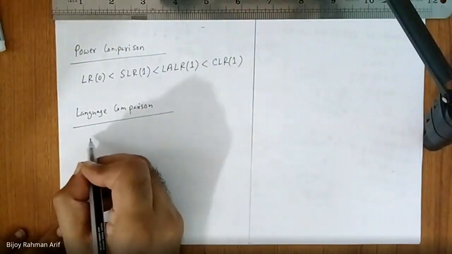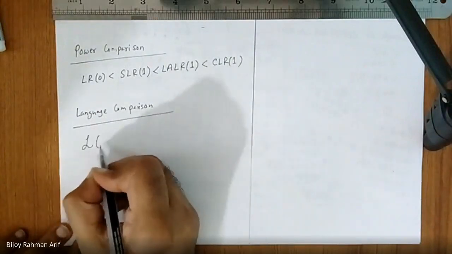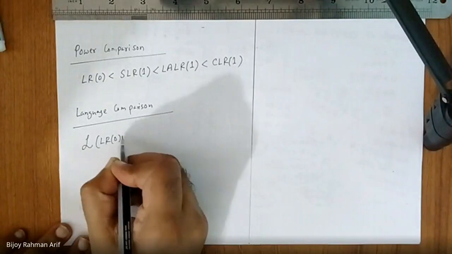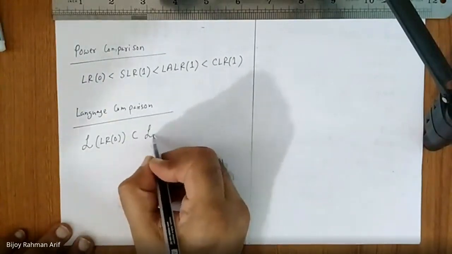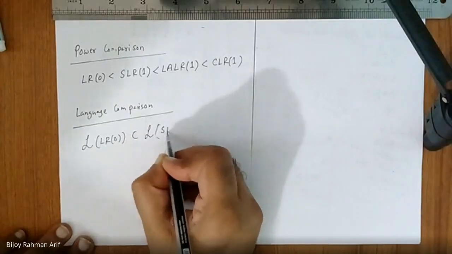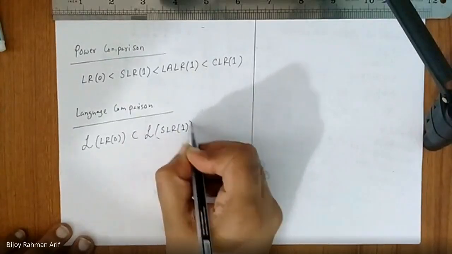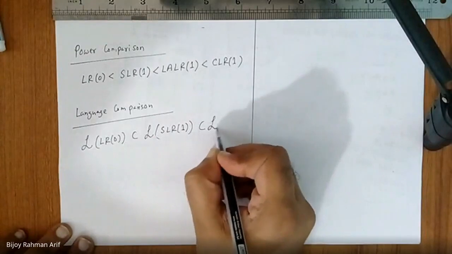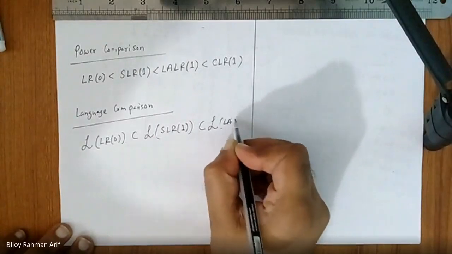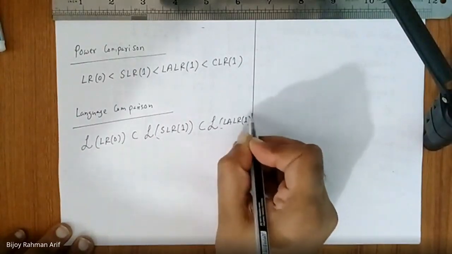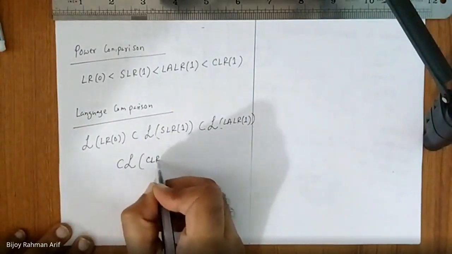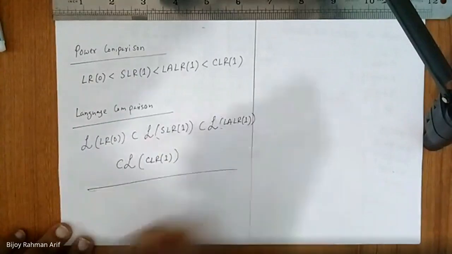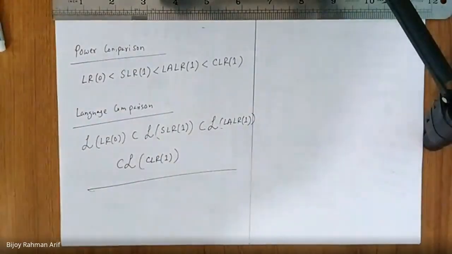So the language of LR0 is a subset of the language of SLR1, which is a subset of the language of LALR1, and it is also a subset of CLR. This is the language comparison. What is the catch? What do you understand by this?